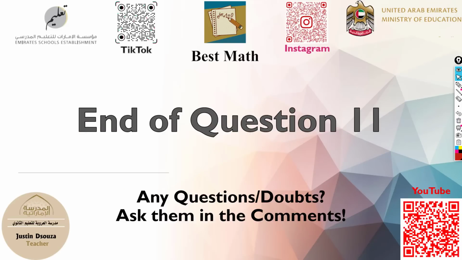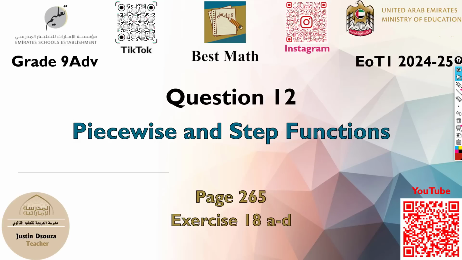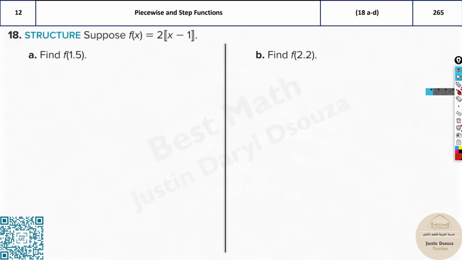Another simple question. Just remember, for inverse, you need to swap x and y positions. And then you need to solve for y, which will become the inverse function. Question 12 is about step functions. Here you can see we have f of x equals 2 step function x minus 1.